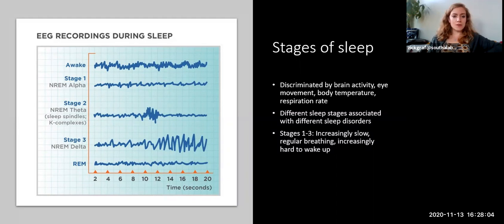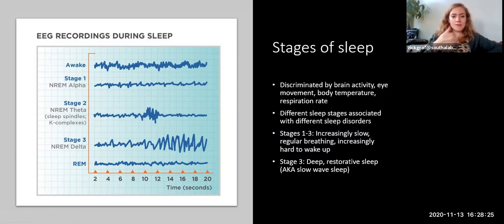Stage 2 is a transitional stage between stage 1 and stage 3. And as you can see, sleep spindles are basically the early stages of delta waves, which characterize stage 3. So it's a combination of these low amplitude, high frequency waves with higher amplitude sleep spindles.